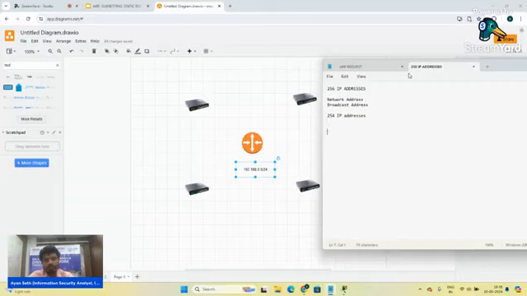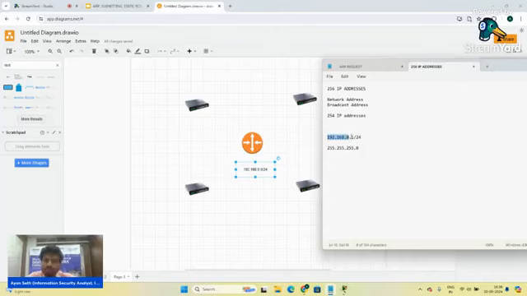But in this scenario, there are 256 IP addresses, and we need to divide them into four subnetworks. How do we do that? This is our IP address, and our prefix length is /24. That means our subnet mask will be 255.255.255.0, right?